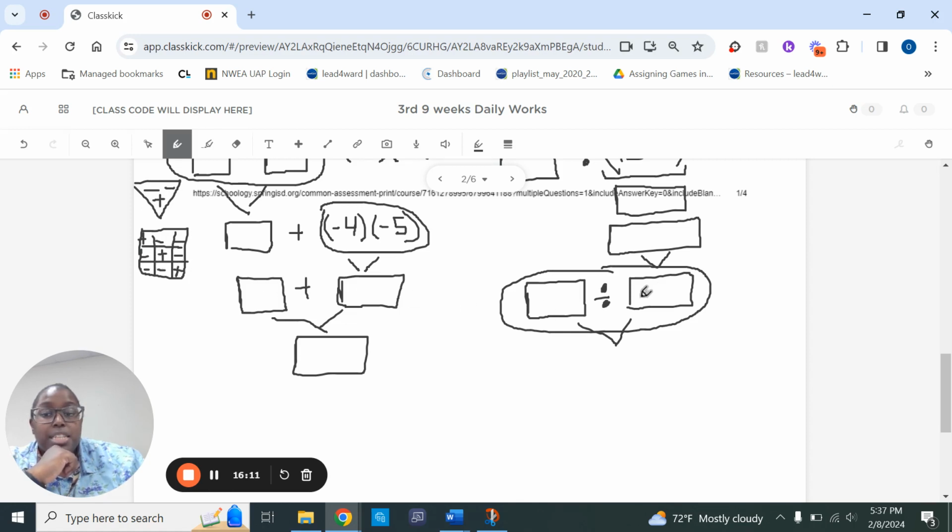If I have positive to negative, that means I will cover up one of these negatives and the positive sign. That gives me a negative answer. Positive to negative, negative answer. If it's negative to positive, once again, cover up a negative and a positive. That means it's going to be negative. Negative to positive is going to be a negative. And then you put your answer in Schoology. All right, that is it for number 1. Now we're moving on to number 2.